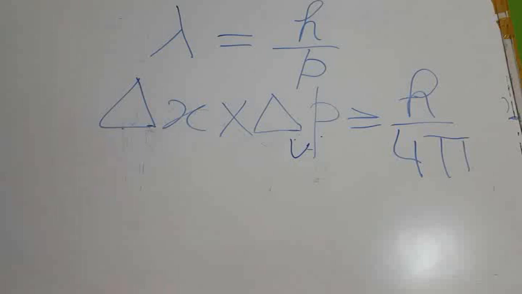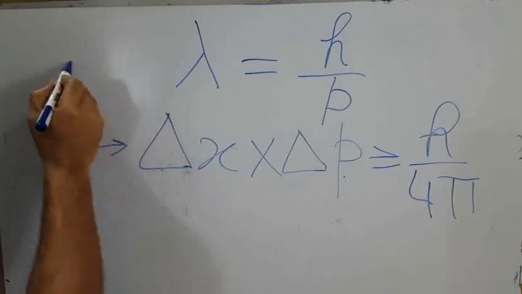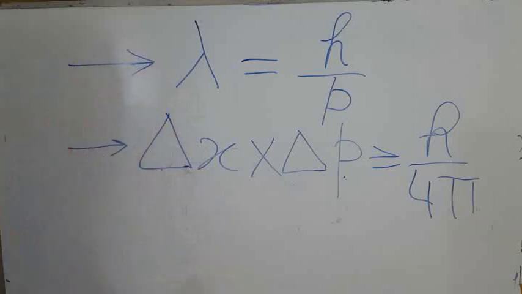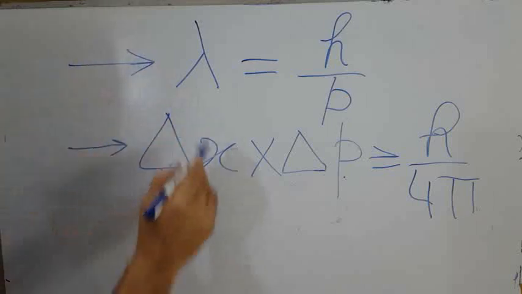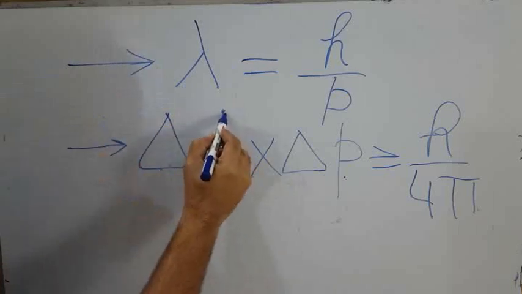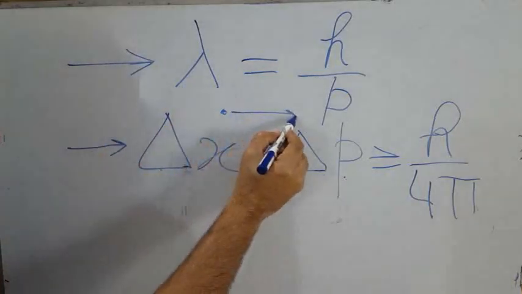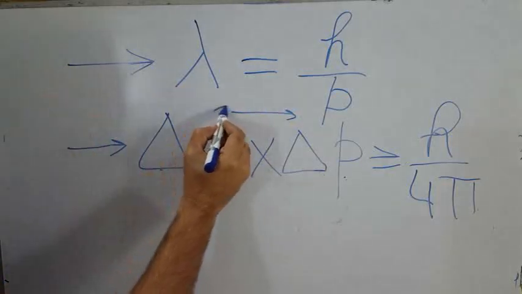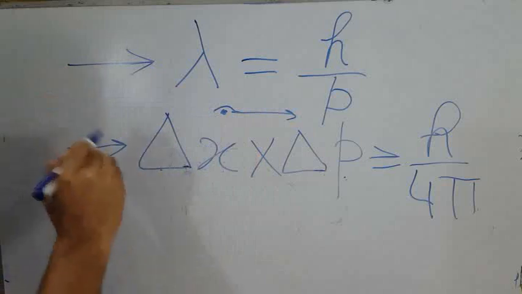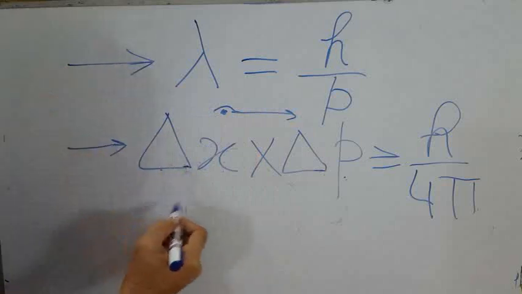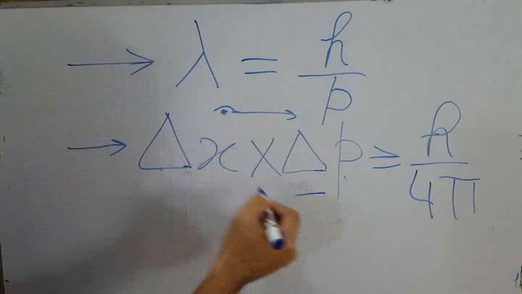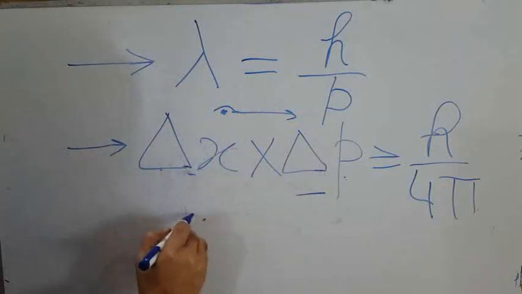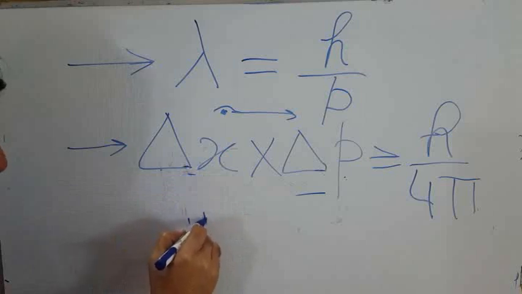That is Heisenberg's uncertainty principle. These two important concepts: that whenever a particle moves, it gets associated with a wave, and another point is that when there is a momentum, the position of the particle cannot be exactly specified.